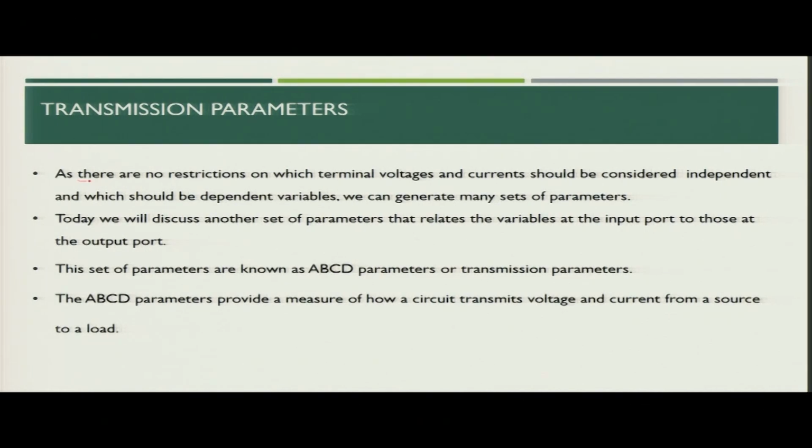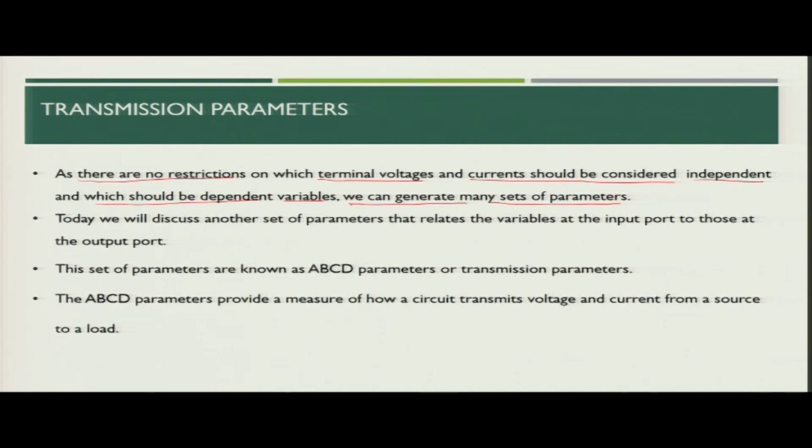Basically, there are no restrictions on which terminal voltage and current should be considered independent and which should be dependent. We have 4 variables: V1, I1 and V2, I2. We can choose any one set of voltage or current as the independent parameter, and any other set as the dependent parameter. So, based on the choice we can generate many sets of such parameters.